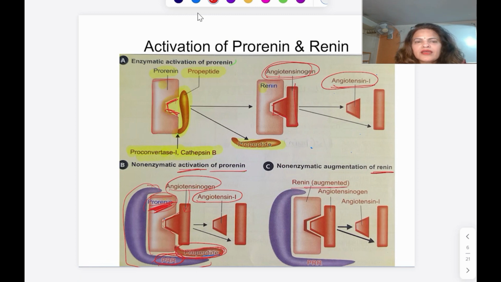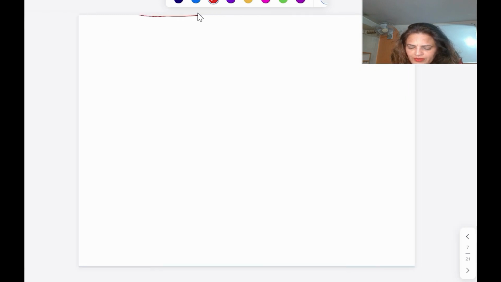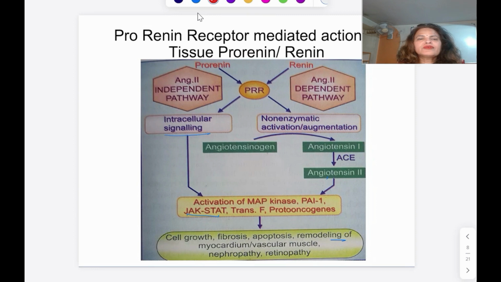So non-enzymatic and enzymatic. So this one is the local or tissue RAS. How does the renin get activated, enzymatic or non-enzymatic? Non-enzymatic is the main pathway for the local RAS, and they are going to produce many actions by two pathways. It may be the angiotensin 2 dependent pathway or the angiotensin 2 independent pathway. This illustration I have taken from KD Tripathi. Even the next illustration is also taken from KD Tripathi.